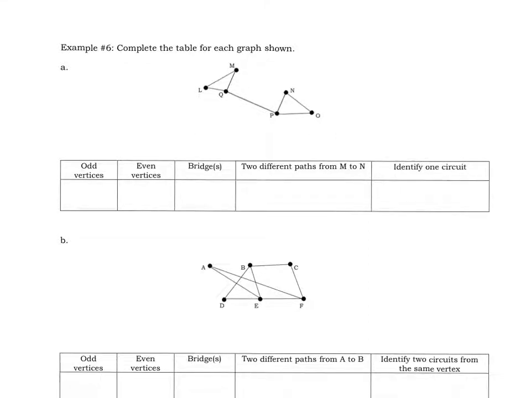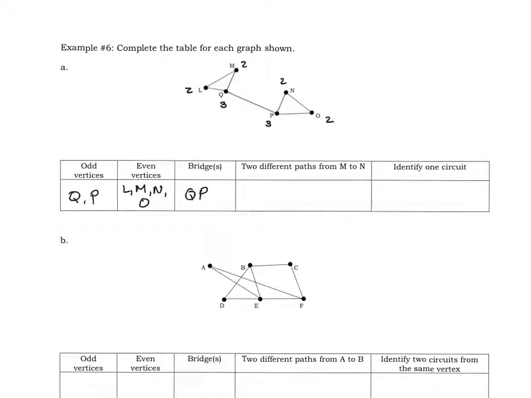Graph theory, example 6. They're asking for us to look for odd vertices and even vertices. Let's go ahead and find the degree of each vertex first. Okay, therefore our odd vertices are Q and P. And our even vertices are L, M, N, and O. We only have one bridge, and that's from Q to P.